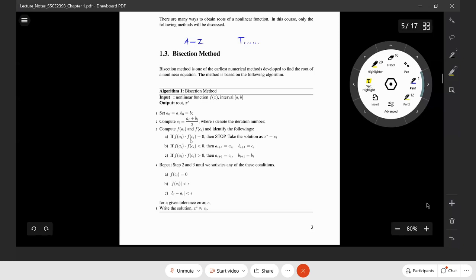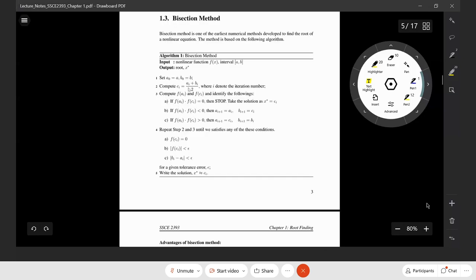Now look at this algorithm here. The process of dividing your dictionary just now into two is illustrated by the C here. C is A plus B over 2, so you divide into two sections. And then number 3 here illustrates the decision whether you want to choose the left section or right section just now. It is given here.